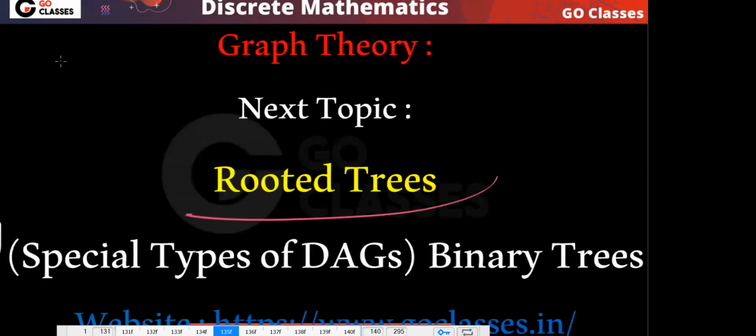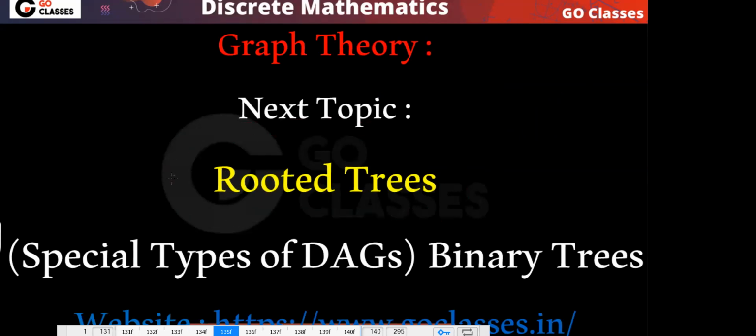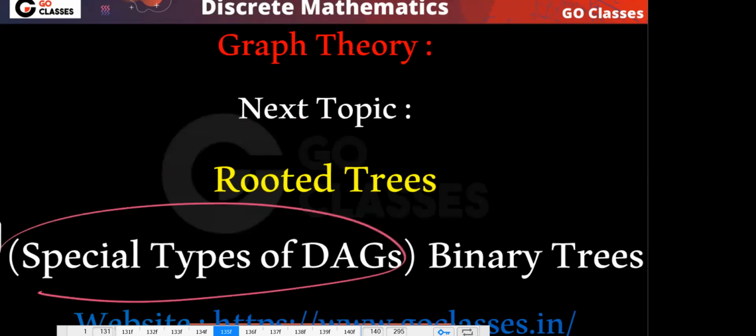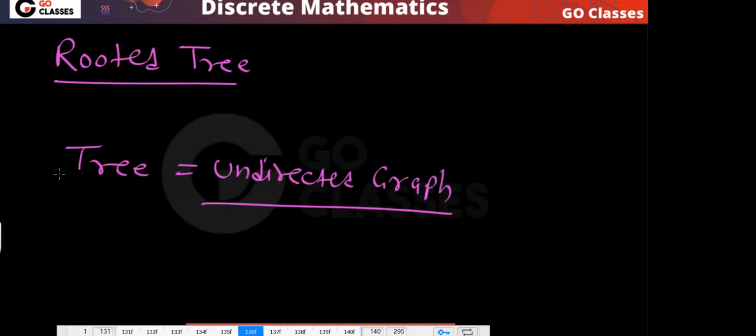And the next concept is rooted tree. What is this rooted tree? A rooted tree is a special type of directed acyclic graph. Remember one thing: a rooted tree is a directed graph and a tree is an undirected graph. This is a special type of directed acyclic graph.